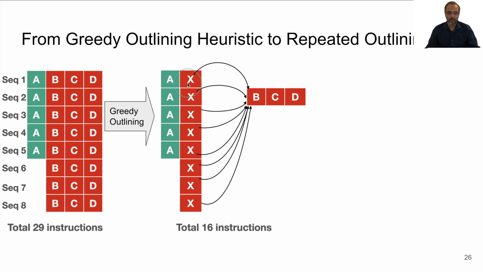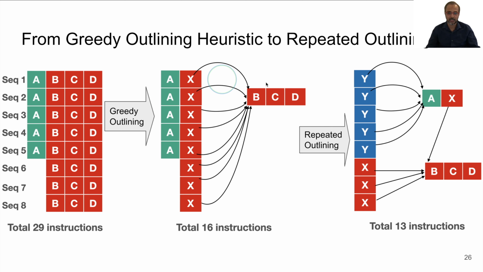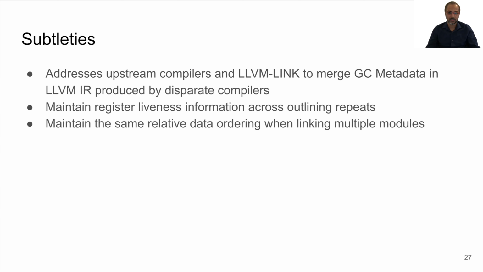We developed repeated machine outlining, which performs machine outlining recursively on these candidates. In this case, it adds another outline function with sequence AX, where X branches to the already outlined BCD sequence. We don't stop here. We repeatedly perform this optimization and exploit the fractal nature of folded outlined instructions to squeeze more size. I made all of this look easier.